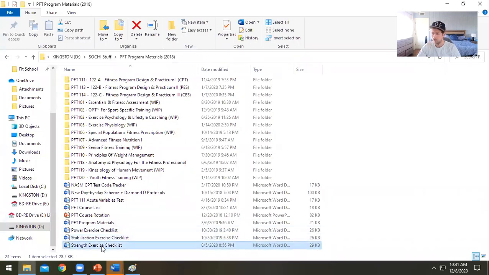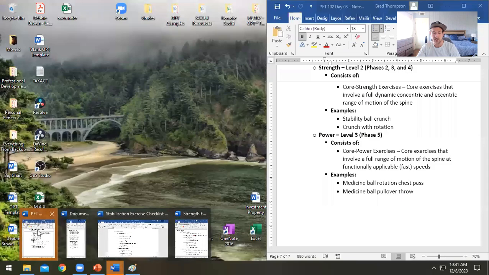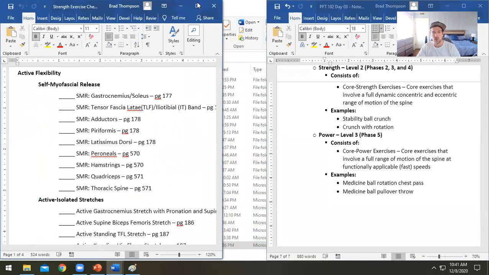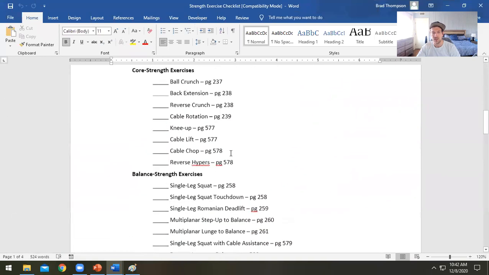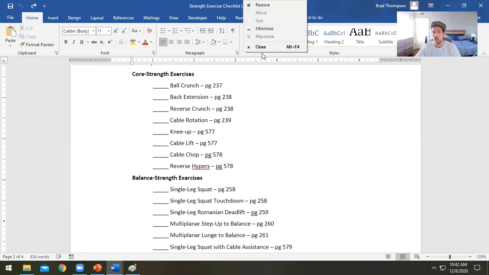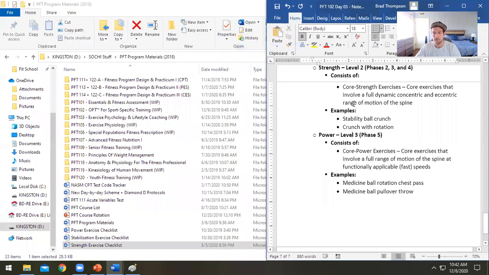So if your client's in strength endurance, or if they're in hypertrophy, or if they're in max strength, doesn't matter which phase they're in. If they're in the strength level, they are getting core strength exercises. So anything on this list, right? Ball crunch, back extension, reverse crunches, knee ups, hanging leg raises, cable lifts, cable chops, reverse hyperextensions. All of those are great examples of core strength exercises.